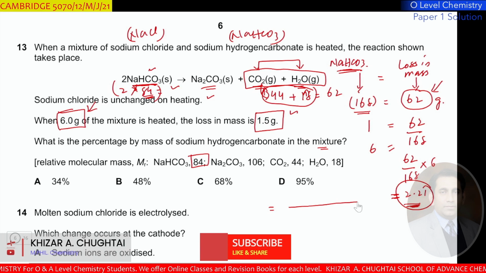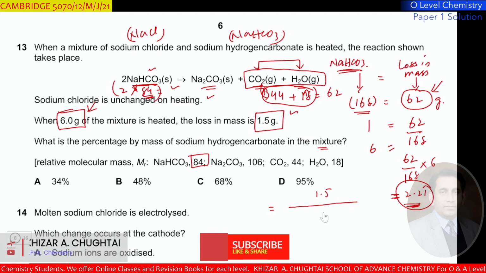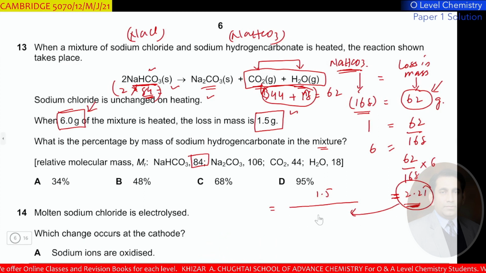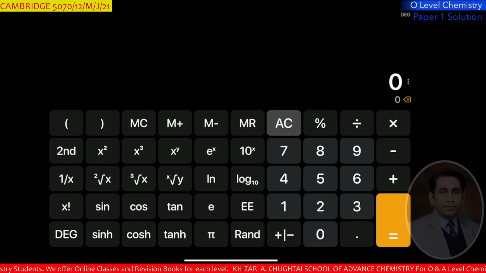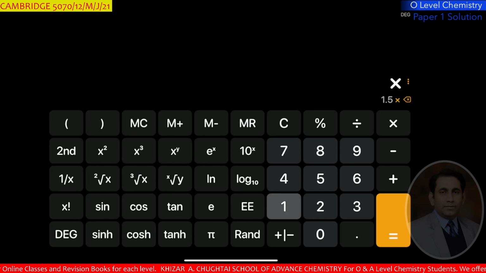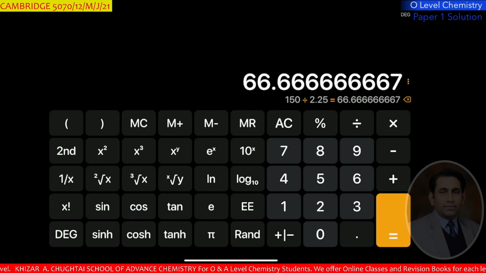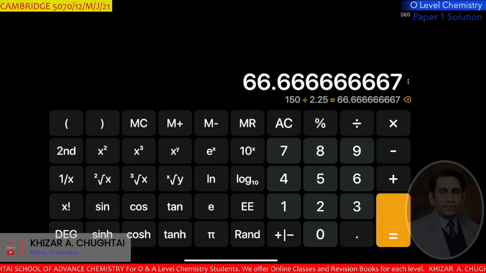So the experimental answer is 1.5, and the calculated answer, that is the expected one, is 2.25. Into 100, you will get the percentage by mass. I think this will be the correct answer. I am using the loss and comparing the loss in mass. Let's see over here. 1.5 multiplied by 100 divided by 2.25, and the answer is 66.66%. I think it's very much close to C, and for question number 13, C is the correct option.